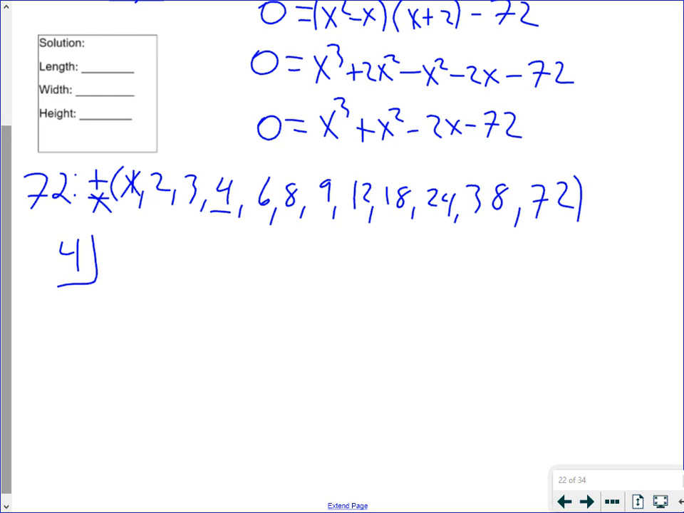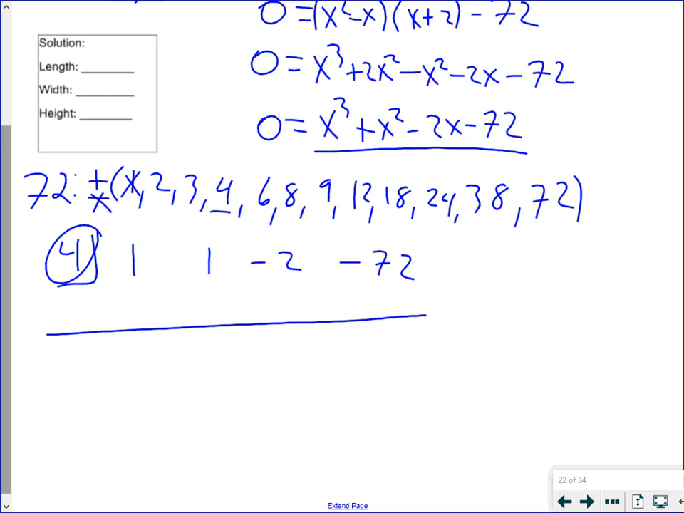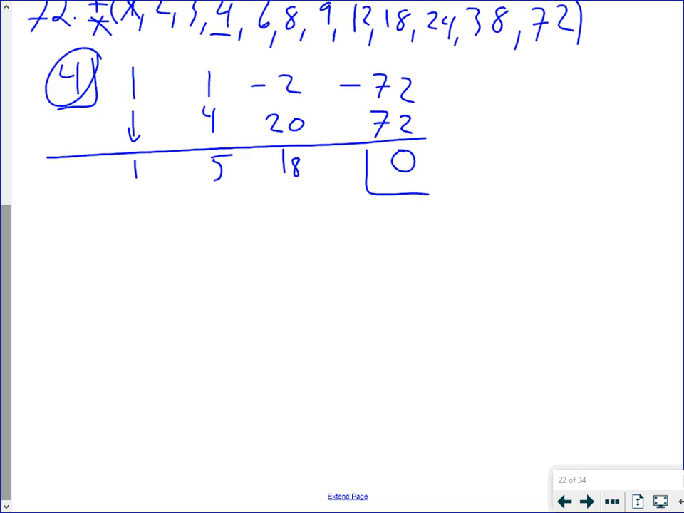That's 4. We put out our coefficients from our polynomial that we found ourselves, which will be 1, 1, negative 2, and negative 72. So we do synthetic division with our 0 being 4. So drop down the 1. 4 times 1 is 4. 1 plus 4 is 5. 4 times 5 is 20. Negative 2 plus 20 is 18. 4 times 18 is a positive 72. And negative 72 plus 72 is 0. So our remainder is 0, which is exactly what we expected.